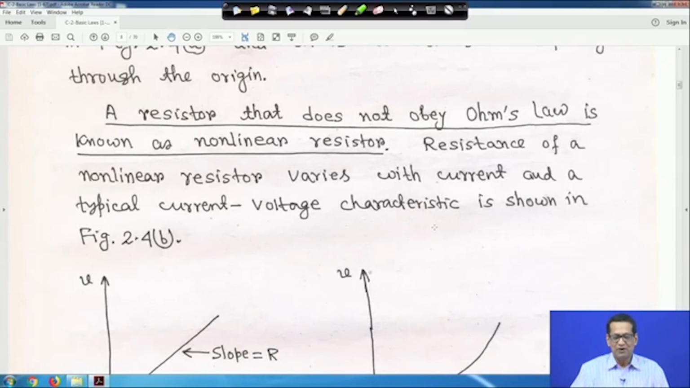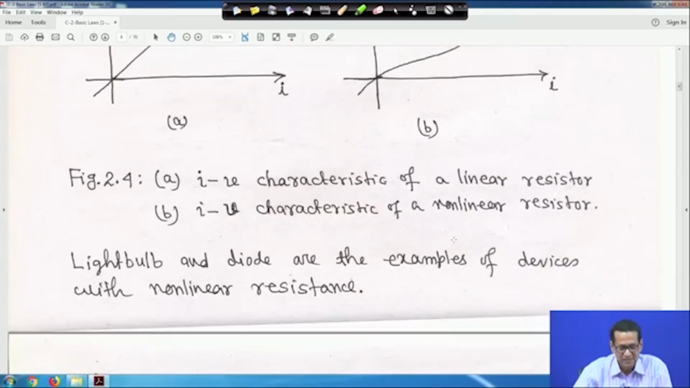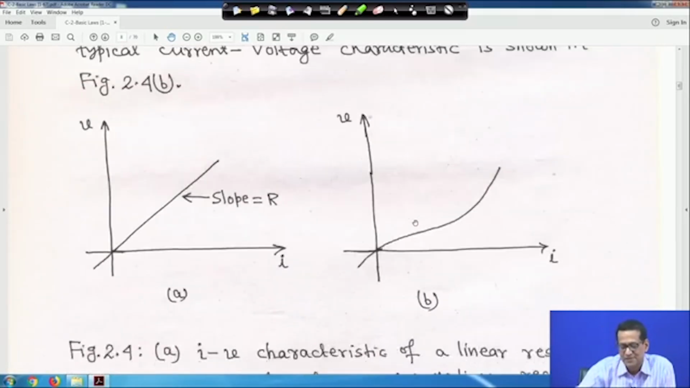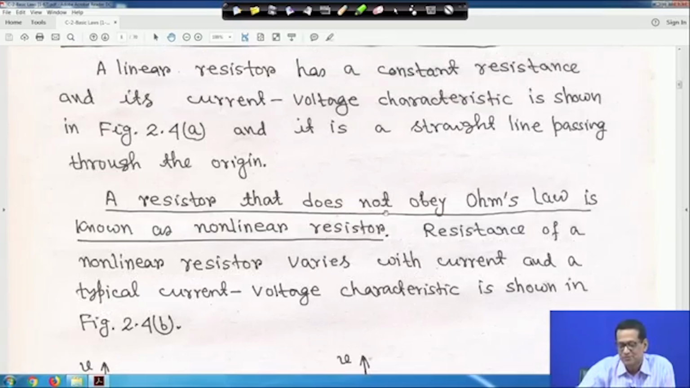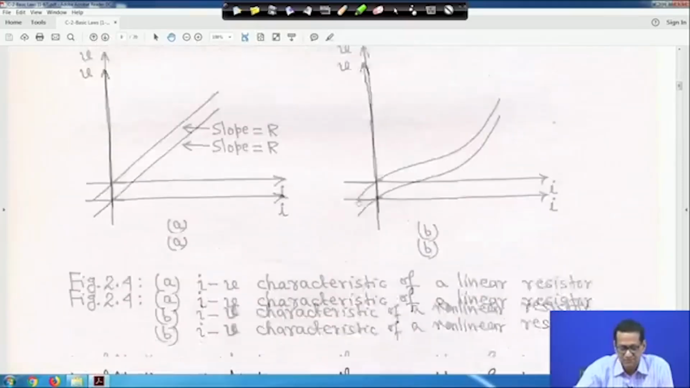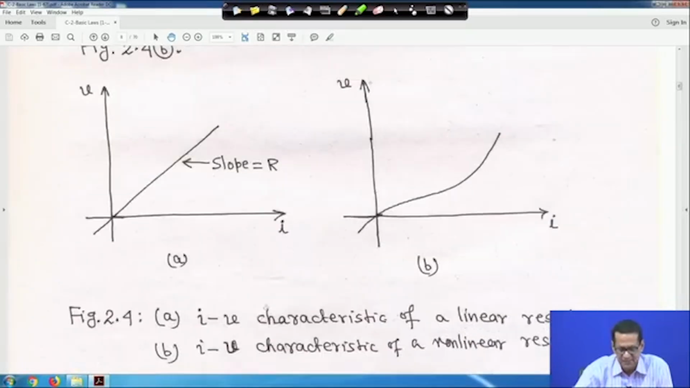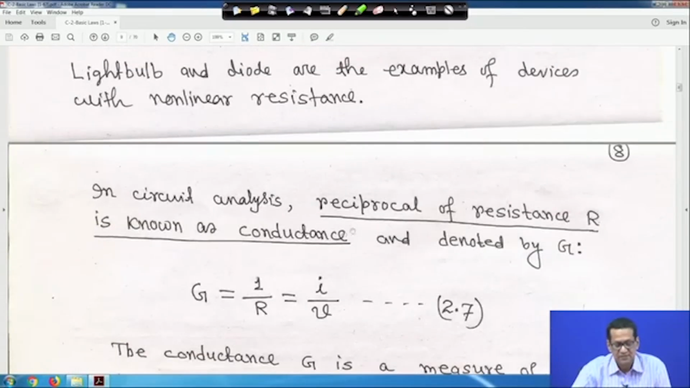The resistance of a non-linear resistor varies with current, and this is the typical current-voltage characteristic. For example, a light bulb and a diode are examples of devices with non-linear resistance. So, any device that obeys Ohm's law is called a linear resistor. If it does not, that is a non-linear resistor, simple thing, right. So, this is the IV characteristic of a linear resistor, the first one, and the IV characteristic of a non-linear resistor, right.